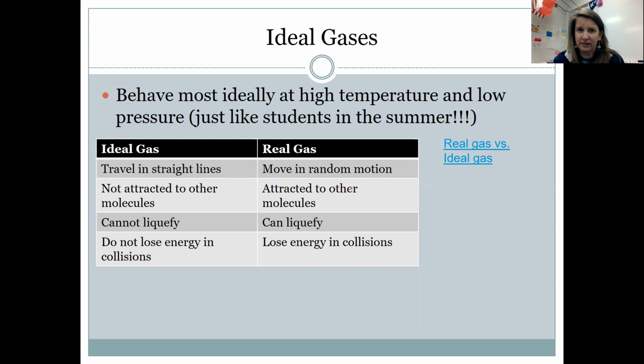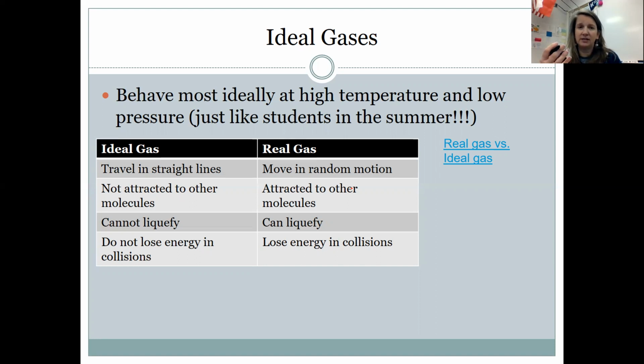Well, with ideal gases, the gases are moving so quickly and they're spaced so far apart that they don't attract to other molecules that are moving nearby them. But real gases, because they're not traveling as quickly, because they're not at high temperatures, when those gas particles get close enough to each other, they can have a slight attraction for other nearby molecules. And that ties into that next point about liquefying.